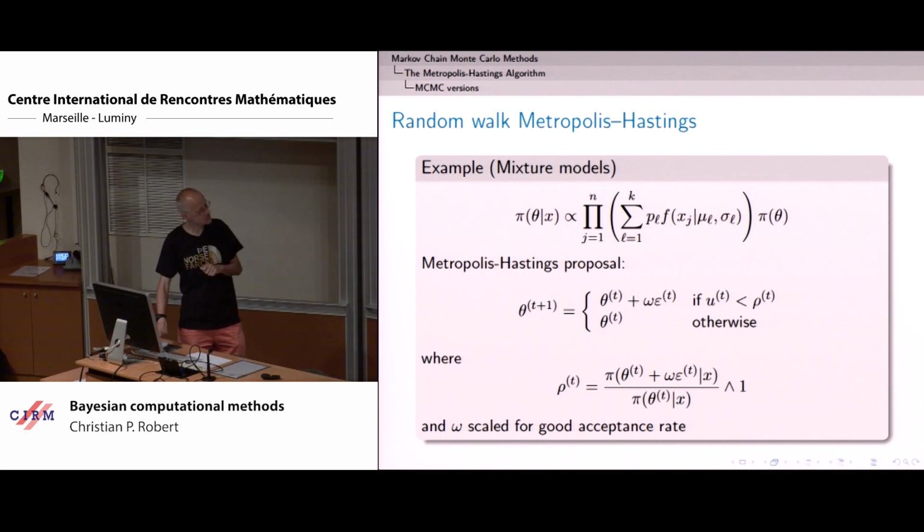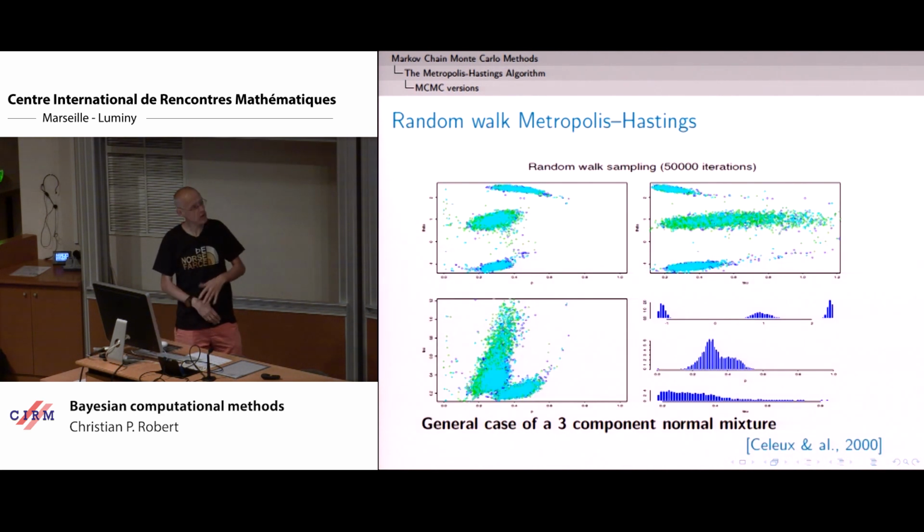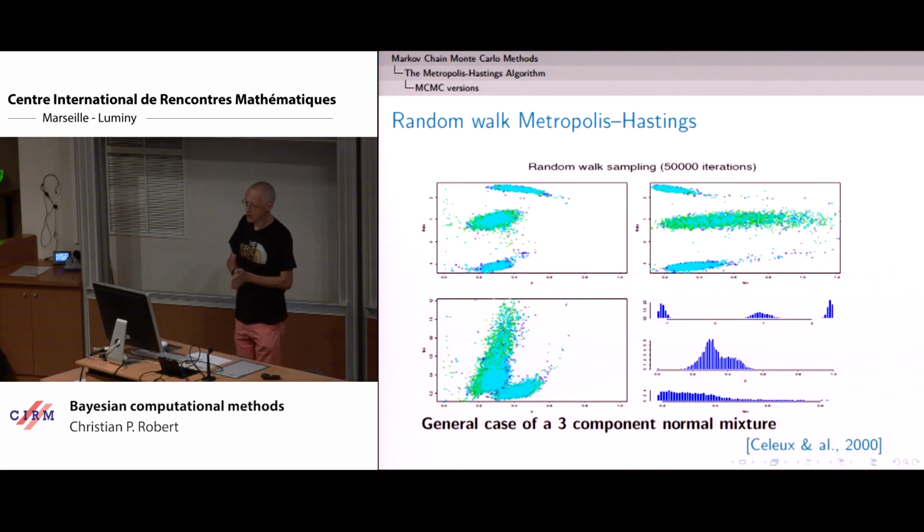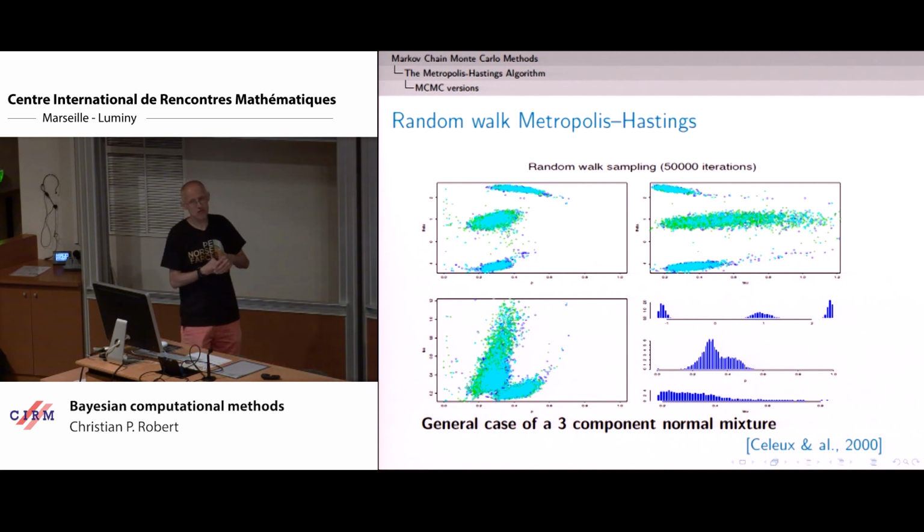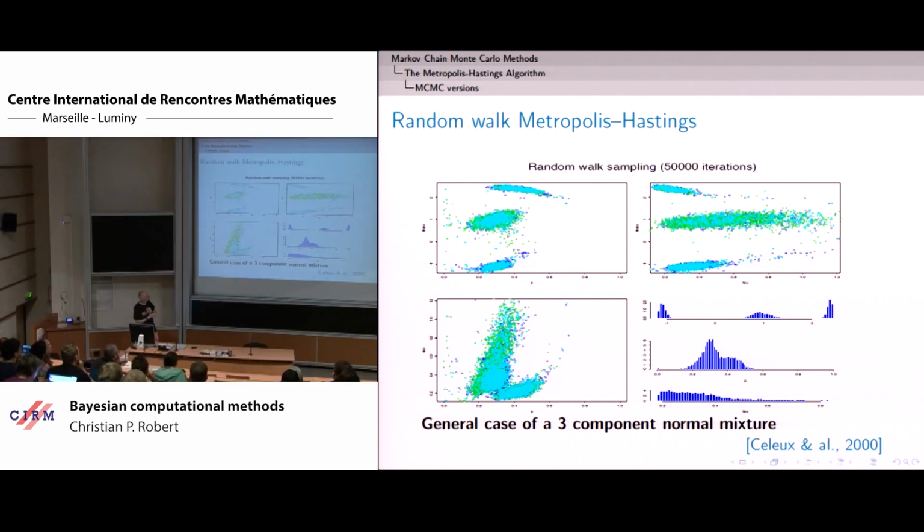Then you have a few cranks to turn to make the acceptance rate reasonable, but that's still feasible, and you get with this random walk a prediction of the posterior distribution in a rather complex space. Like here, it's a mixture with 3 components, so you have 9 parameters. And you do recover the marginal distributions of the different parameters of the normal mixture, for instance.